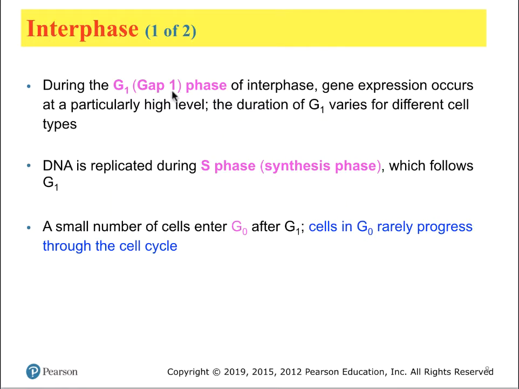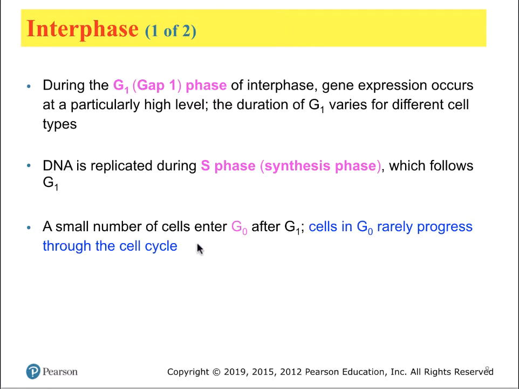So gap 1, the G1 phase of interphase, gene expression occurs at a particularly high level because you're making a lot of proteins that are necessary for replicating the DNA, as well as a variety of other factors. During S phase, as we mentioned earlier, the DNA is replicated.